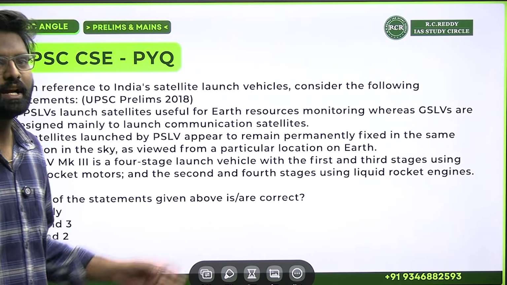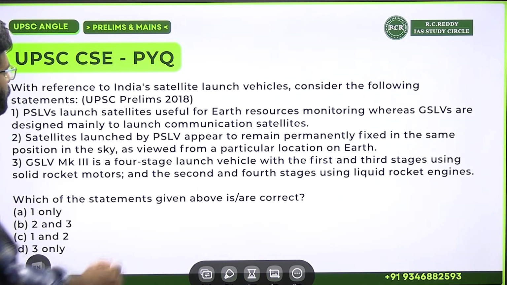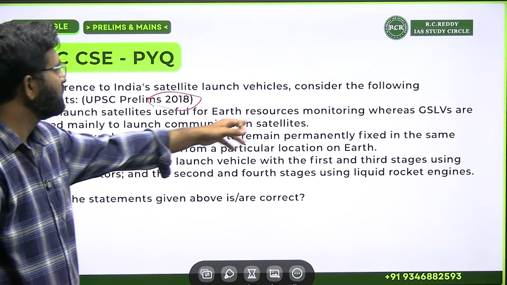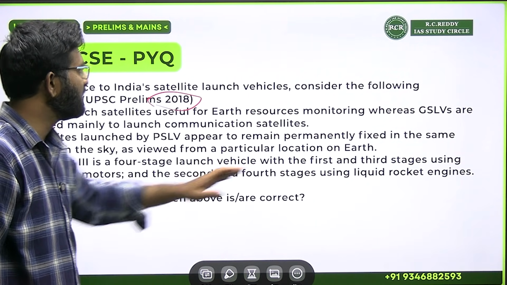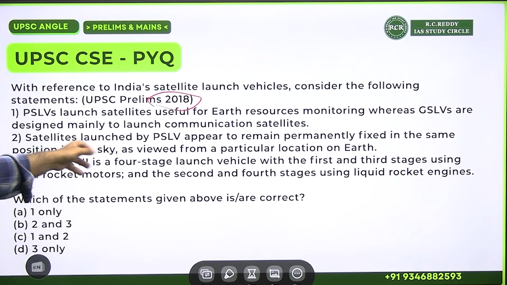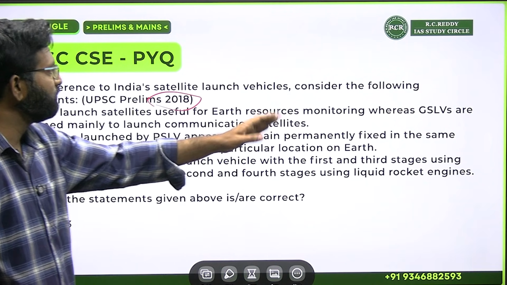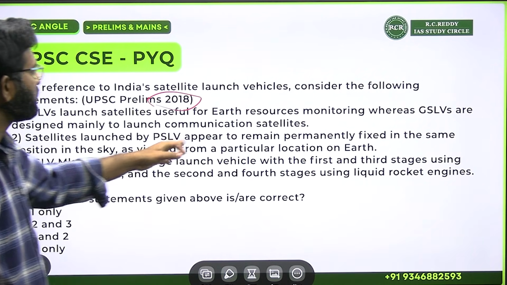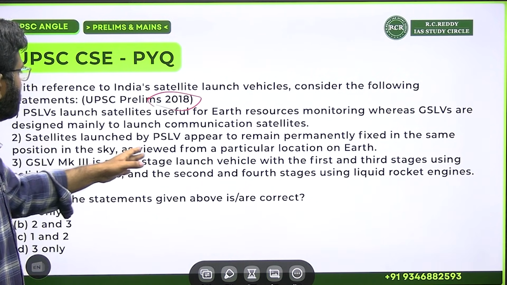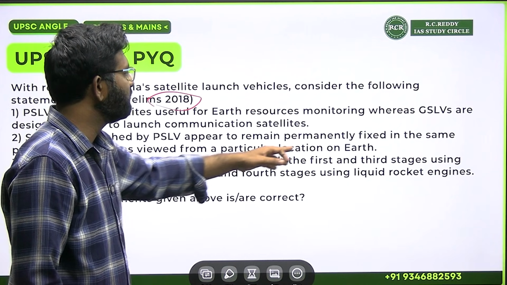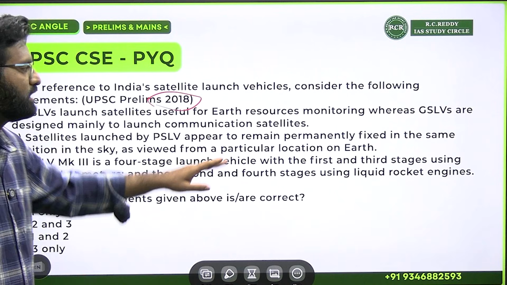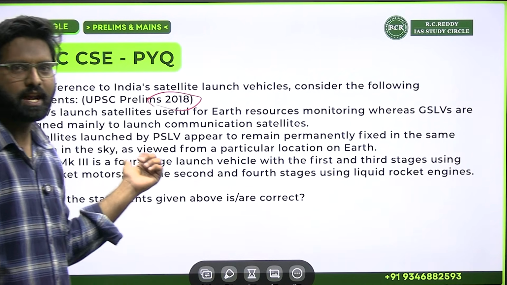UPSC asked a previous question regarding the difference between PSLV and GSLV. 2018 UPSC prelims question. Consider the following statement. PSLV launches the satellites useful for Earth resources monitoring, while GSLV is meant for launching communication satellites. Next one is satellites launched by PSLV appear to remain permanently fixed in the same position in the sky as viewed from particular location on Earth. Next, third statement is GSLV Mark 3 is 4-stage launch vehicle with first and 3 stages using solid rocket motors and the third and fourth stage using liquid rocket engines. Based on the previous discussion, you can answer this question.